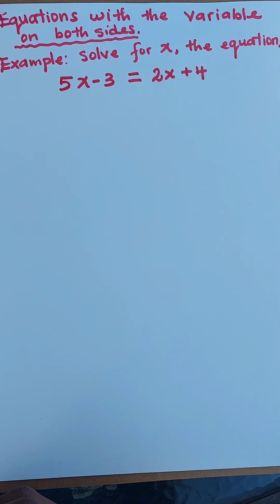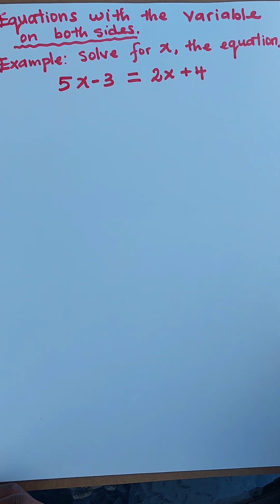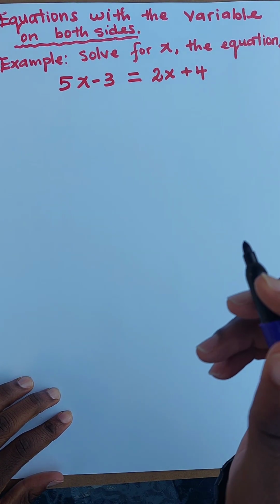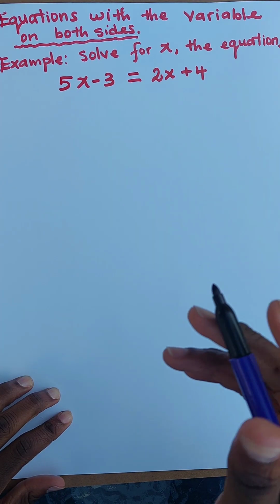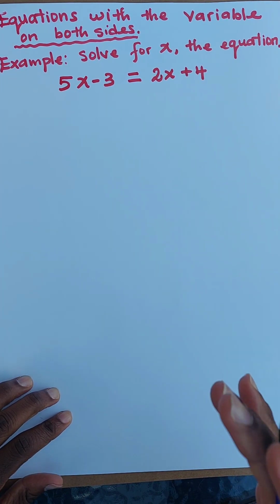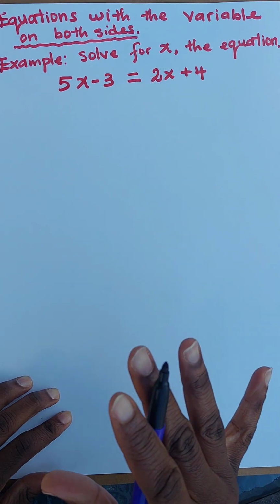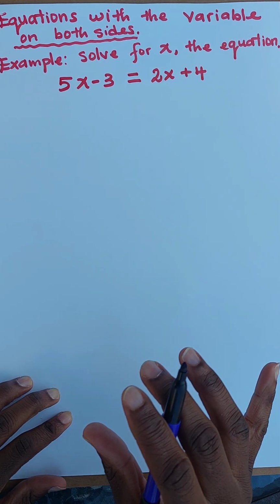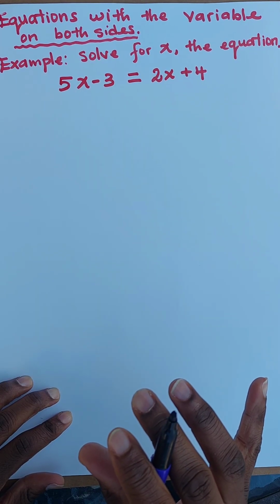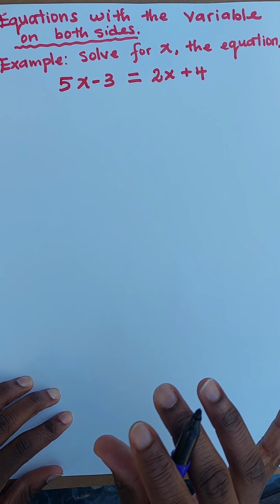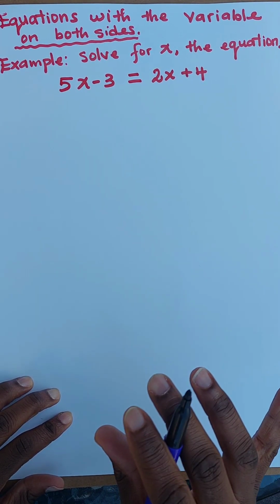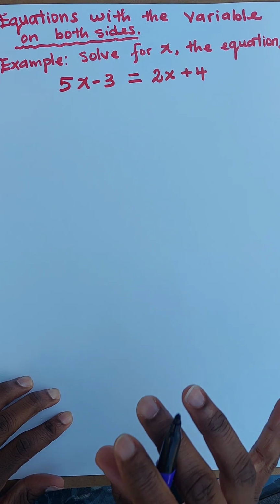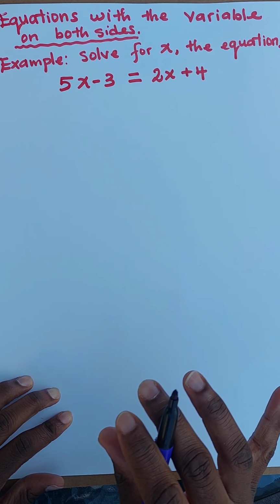Okay, when solving equations with the variable on both sides, like I said, the first step depends on the equation. What you want to keep in mind is that the order of the steps does not really matter, but you want to focus on isolating the variable. So whichever step comes first doesn't matter. Focus on isolating the variable, and you will end up with the correct answer.